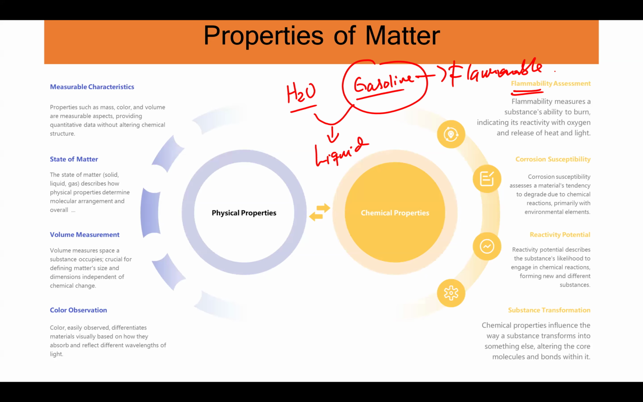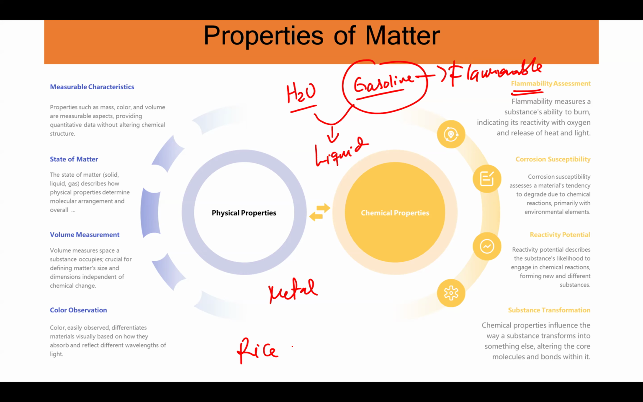Understand? For example, another chemical property is corrosion. Let's say a metal and rice. Which of the two will experience corrosion? Corrosion means decay. So basically, where do you see corrosion?